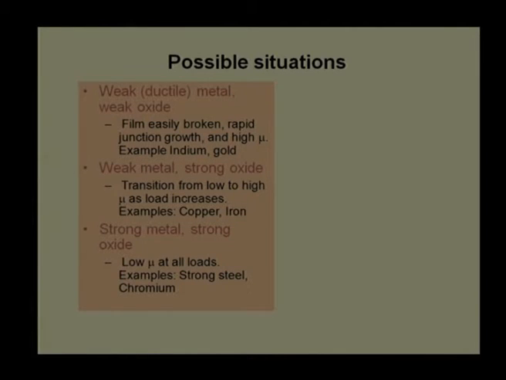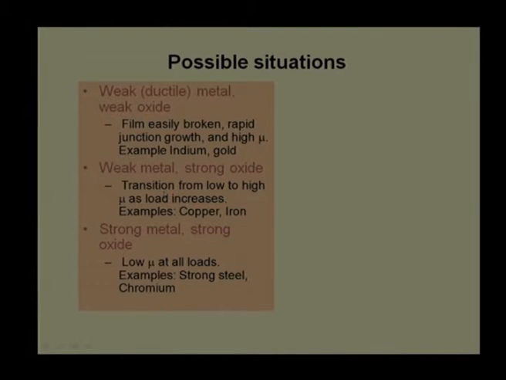After some time, if the interface between the weak metal and the oxide layer is ruptured, we are not talking about a tribo pair, we are talking about the metal and oxide layer. Then there will be a transition, and due to this transition, the coefficient of friction will increase drastically. An example in this case is copper and iron. We have found many times an oxide layer on iron, and if it is deformed excessively, it will be removed from the surface and the coefficient of friction will suddenly increase, which we know as the transition load.